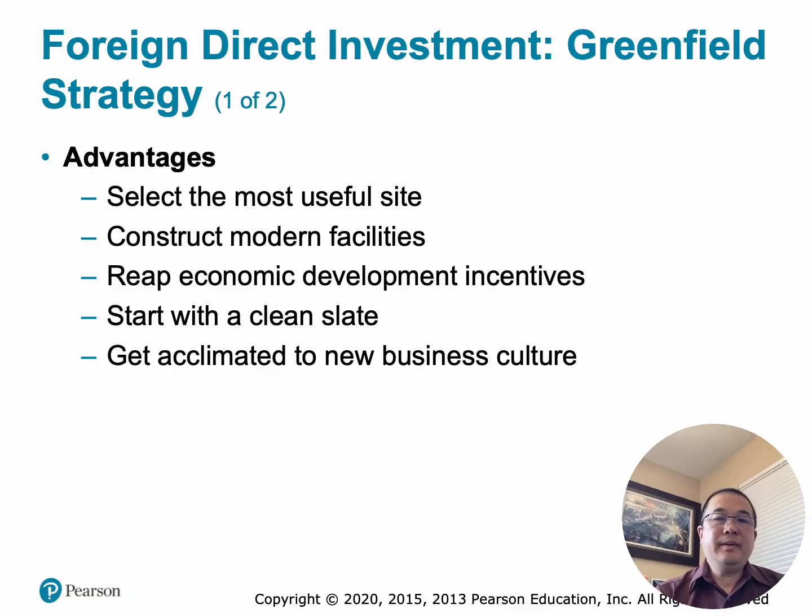Number three, reap economic development incentives. So governments often compete to attract foreign investment. They may offer tax credits, property tax abatements, infrastructure support, training grants, and cash incentives. So for example, many U.S. states offered incentives to attract foreign automakers such as Toyota, Hyundai, BMW, and Mercedes-Benz. The advantage is it reduces investment costs.